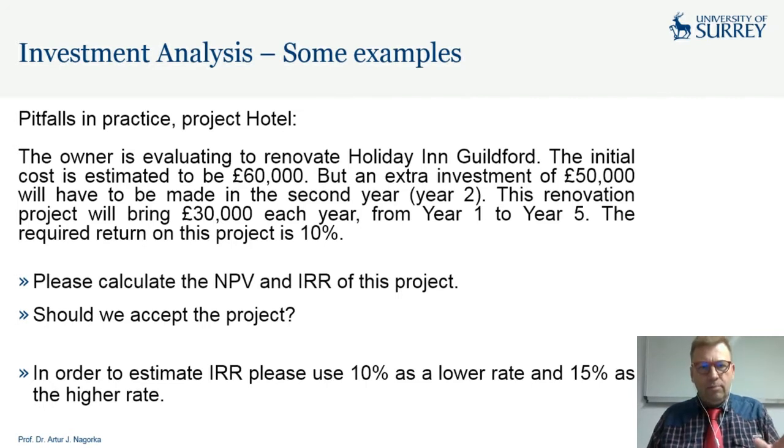Now, our Project Hotel. The initial cost is estimated to be £60,000, right? Year zero. But an extra investment of 50,000 will have to be made in the second year. I mean, to be very clear, year two. This renovation project will bring each year, from year 1 to year 5, £30,000. Our required return on this project, rate of return, is 10%.